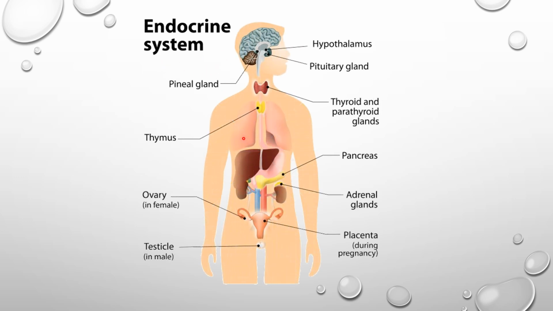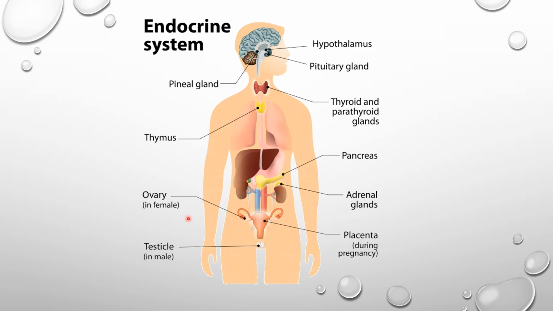Endocrine system. We'll discuss the different glands located in the body. Hypothalamus is located in the brain above the pituitary gland. Next to the pituitary gland in the hind brain is the pineal gland. Next to the pineal gland are the thyroid and parathyroid glands located in the neck. Next to that is the thymus gland located below the thyroid and parathyroid glands. And the pancreas is an endocrine as well as an exocrine gland located below the stomach. Next to that is the adrenal gland, which is located just above the kidneys.